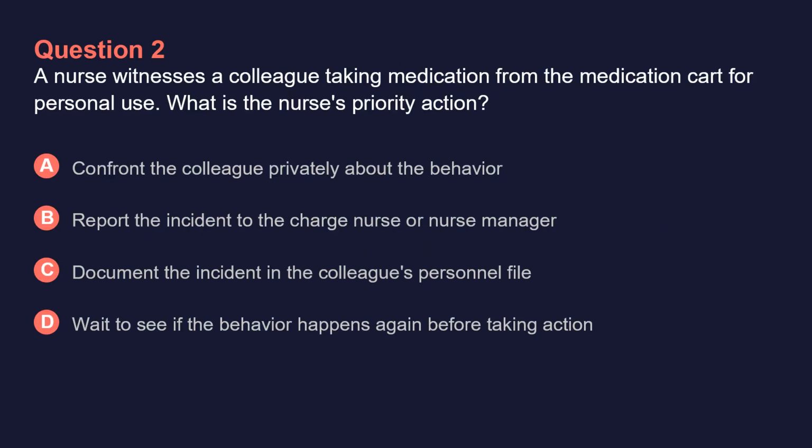Question 2. A nurse witnesses a colleague taking medication from the medication cart for personal use. What is the nurse's priority action? A. Confront the colleague privately about the behavior. B. Report the incident to the charge nurse or nurse manager. C. Document the incident in the colleague's personnel file. D. Wait to see if the behavior happens again before taking action.